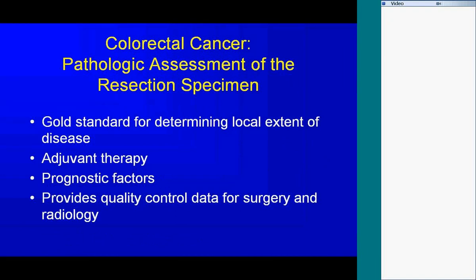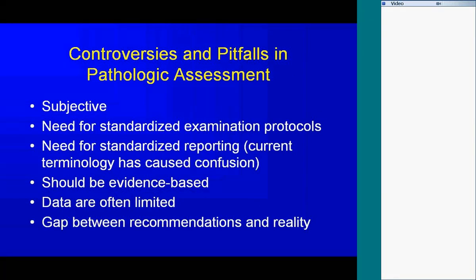Pathologists are, of course, a very important team member in care of the cancer patient. Our assessment of the extent of disease remains the gold standard for TNM staging. And what we report in our surgical pathology reports does have a tremendous impact on the decision to give the patient adjuvant therapy or not. In addition, of course, we report a number of prognostic factors, and we provide quality control data for surgery and radiology. So nothing can diminish the importance of our input.